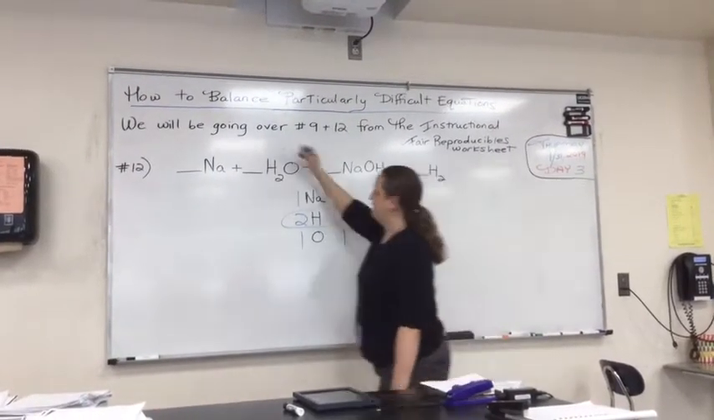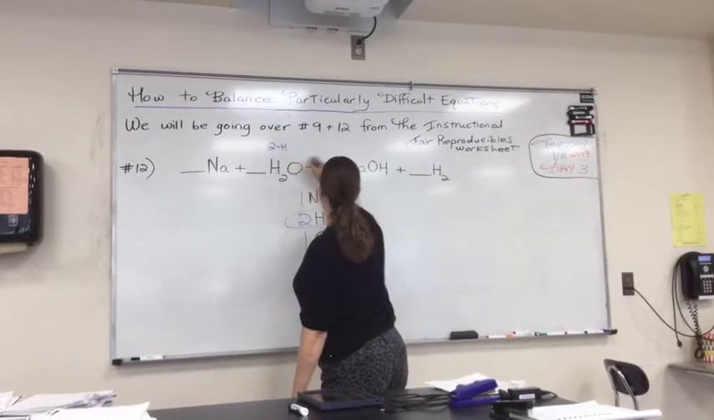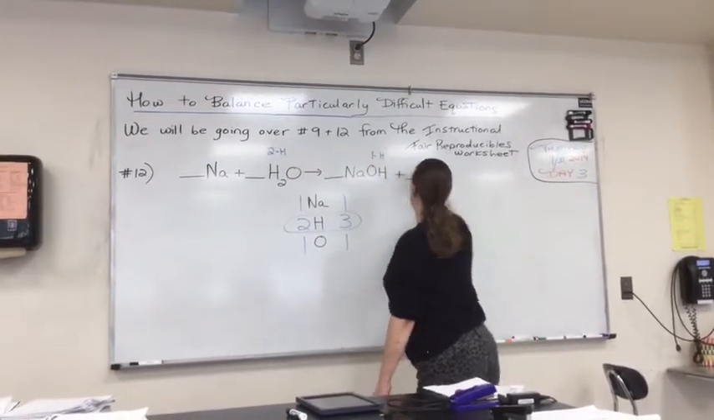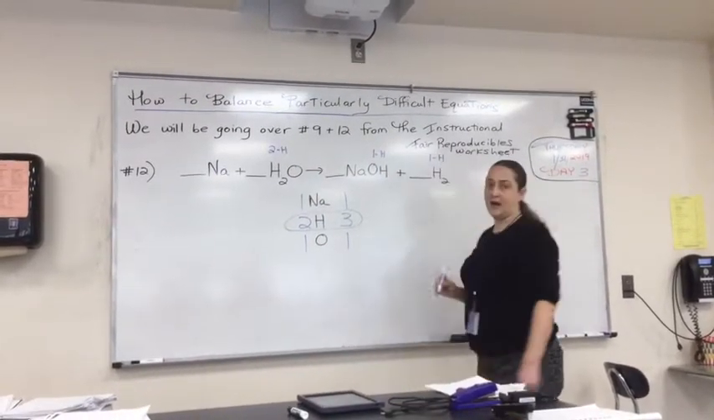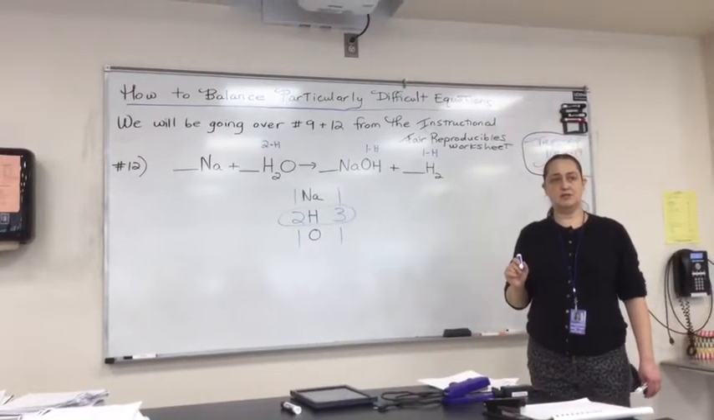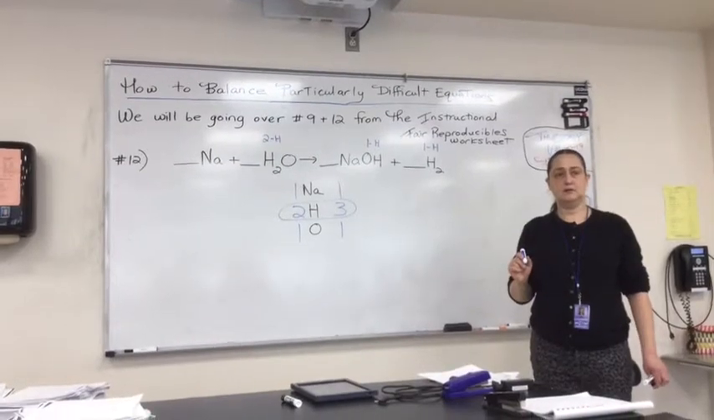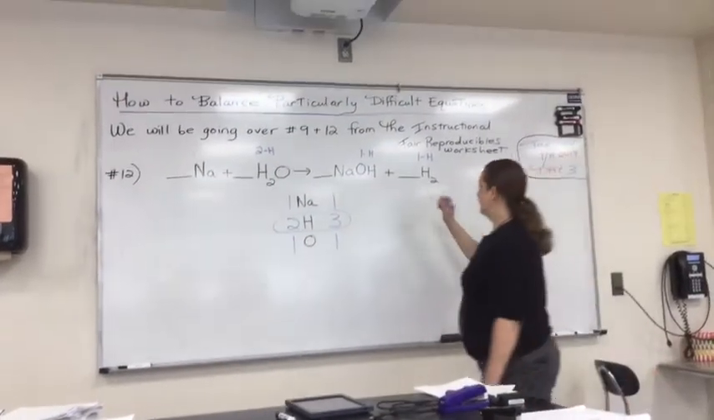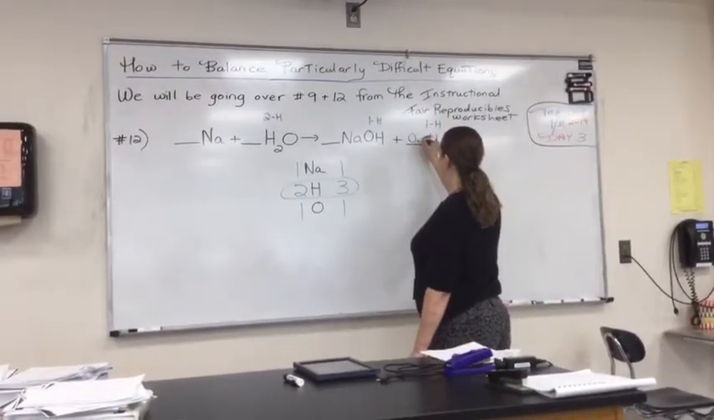So here's the trick. If you have 2 hydrogens on this side, and here you have 1 hydrogen, how can we get 1 hydrogen from H2? What times 2 equals 1? 1/2. Very good. Now you can't have a half of a molecule.